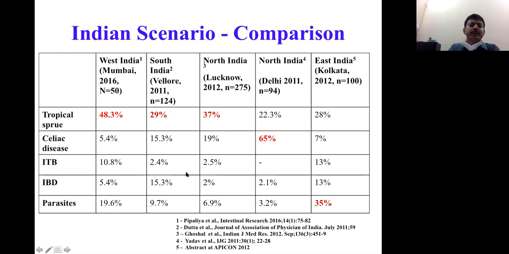And finally, in a tropical country like India, we should not forget parasitic infections, something which can be diagnosed on a simple stool test. Okay, and therefore, if you look at the different centers' experience, the experience of Calcutta, 35% of patients among the 100 patients actually had parasitic infection. So always remember, parasitic infections are very important to test for in patients who are having diarrhea and malabsorption. Okay, so this was about the scenario from our country.